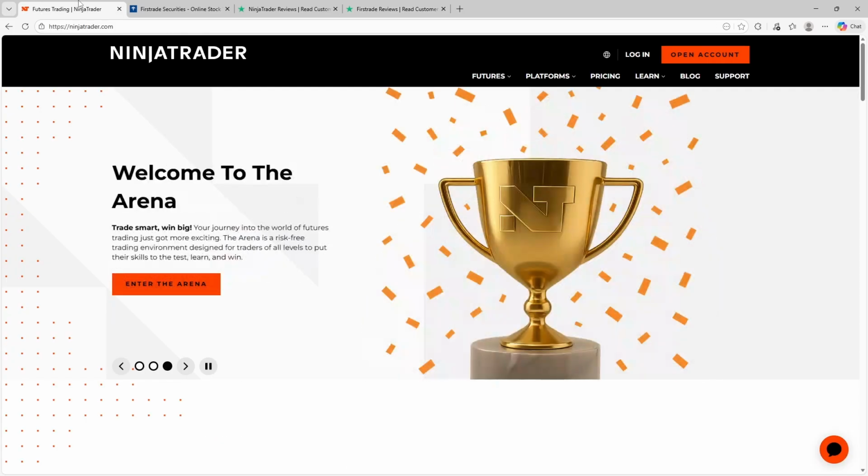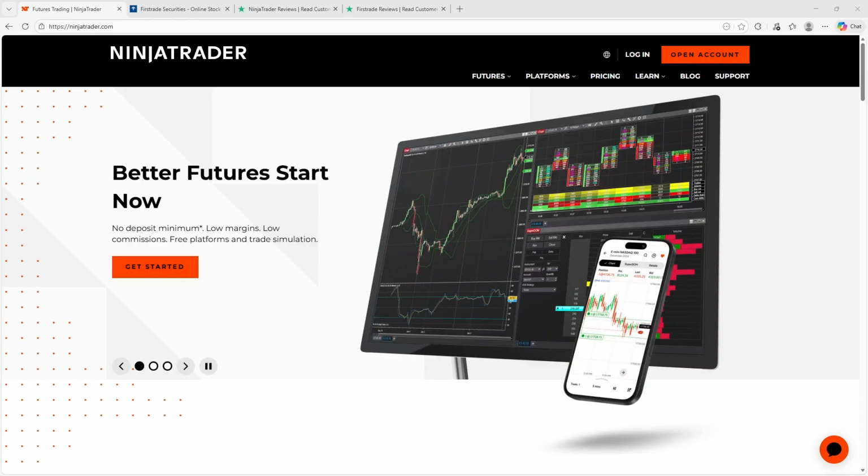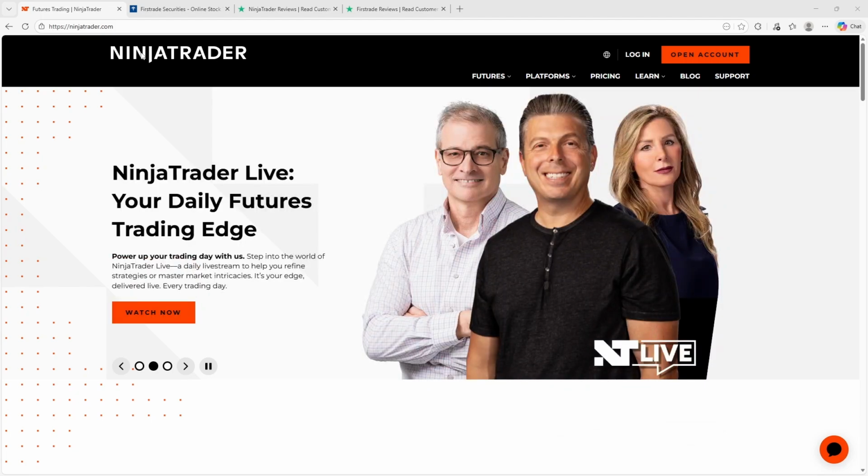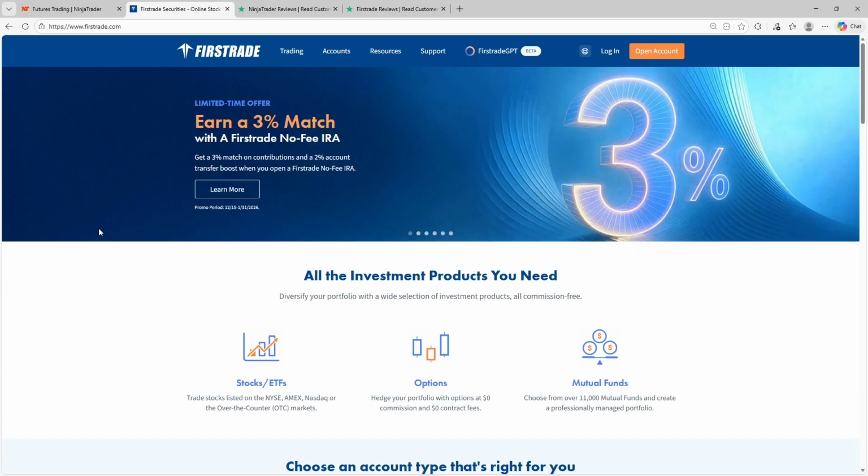Final takeaway: if your goal is active futures trading with advanced analytics, automation, and a commission structure designed to reward volume and precision, NinjaTrader is purpose-built for that role. If you want zero commission investing, no options contract fees, and a simple, low-cost brokerage for stocks, ETFs, options, and long-term portfolio building, Firstrade Securities is the more practical choice. The right platform depends entirely on whether you trade for execution performance or invest for cost efficiency and simplicity.